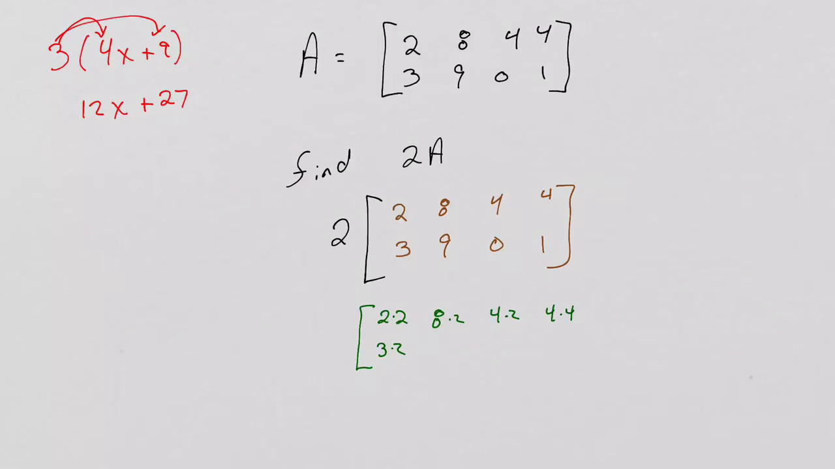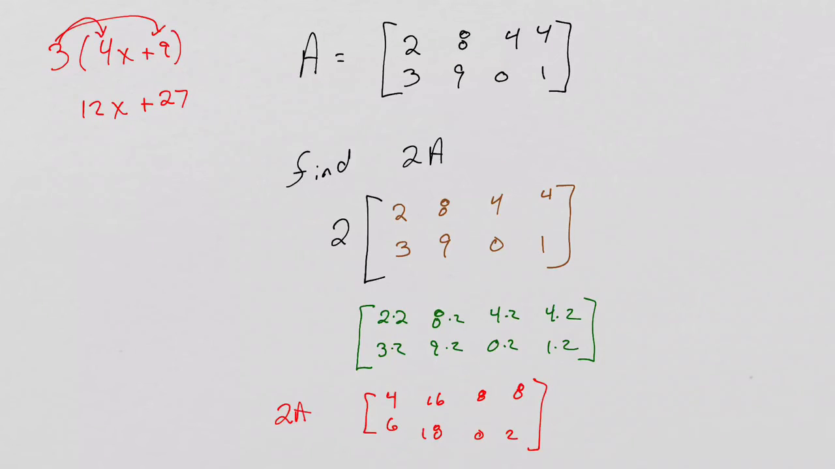So this becomes 2 times 2, 8 times 2, 4 times 2, 4 times 4, 3 times 2, 9 times 2. Why did I do 4 times 4? 4 times 2, there we go. 9 times 2, 0 times 2, and 1 times 2. And then we just multiply at that point to get our answer. 2 times 2 is 4, 3 times 2 is 6, going on. And this would be your answer to 2A.